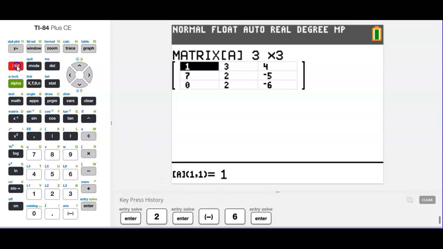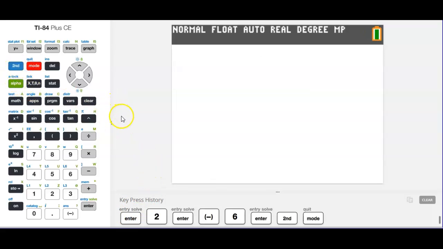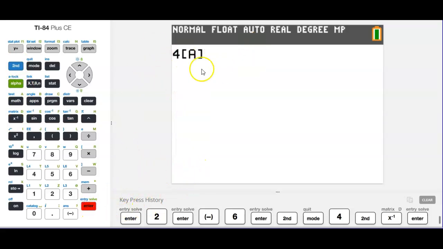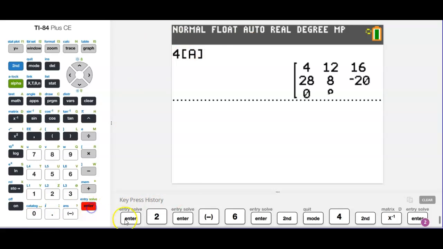Now, if you go second function quit, we're back on the home screen, and we're going to tell it to do 4 times matrix A. I cannot just use alpha A here. That doesn't work. What we have to do is go back to the matrix menu, and from the names, hit enter on matrix 1. So 4 times matrix A is what this is saying. When you hit enter, it gives you the correct answer for that matrix.